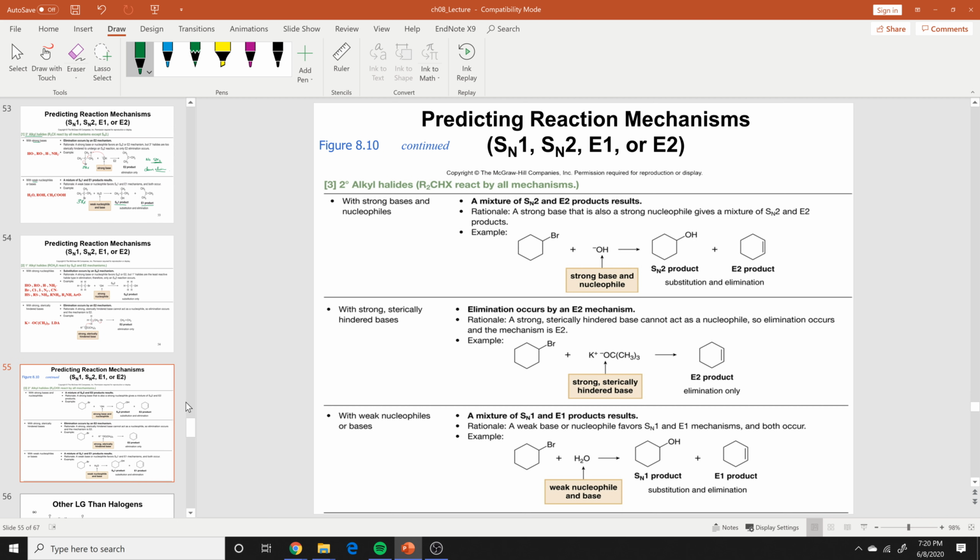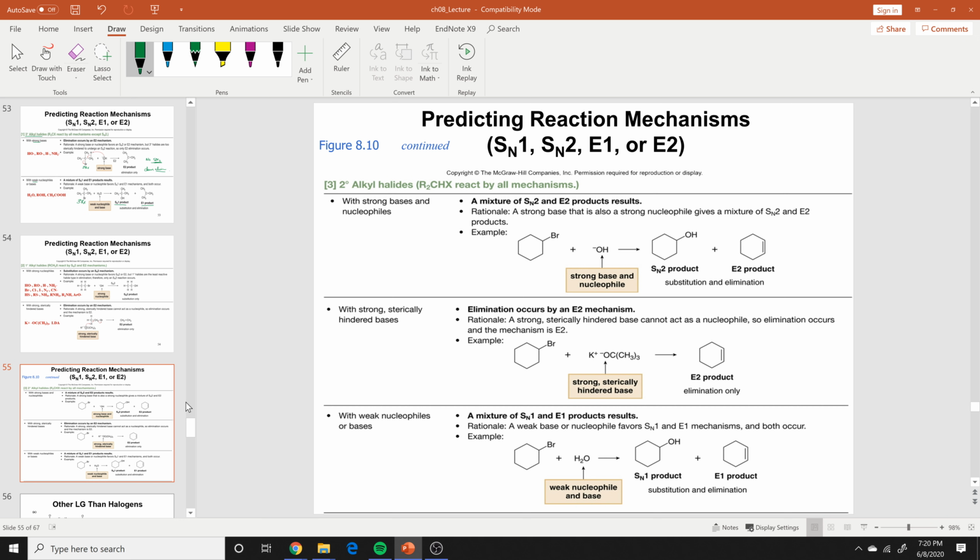Now for secondary alkyl halides, as you can see here, I'm considering the cases. I did consider the case of tertiary alkyl halides, primary alkyl halides, and now we're considering the cases of secondary alkyl halides. Secondary alkyl halides can go by either SN2/E2, E2 alone, or SN1/E1, based on the type of base or nucleophile that I use.